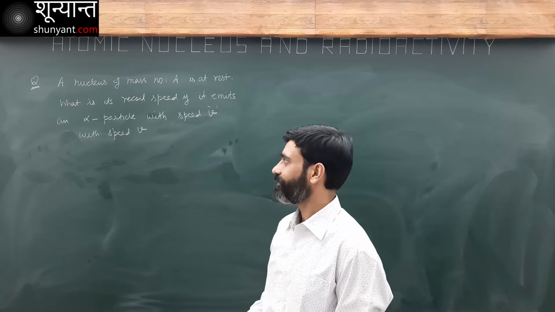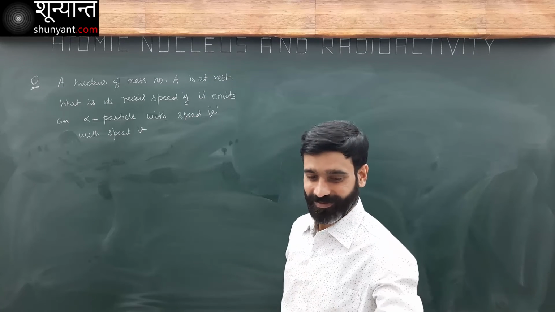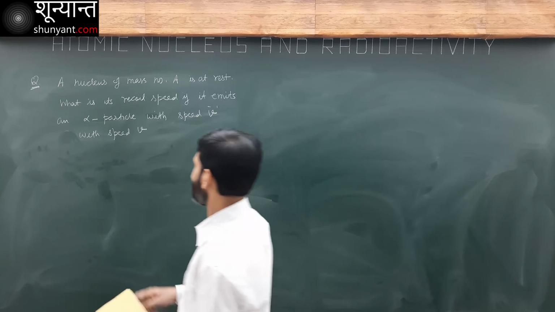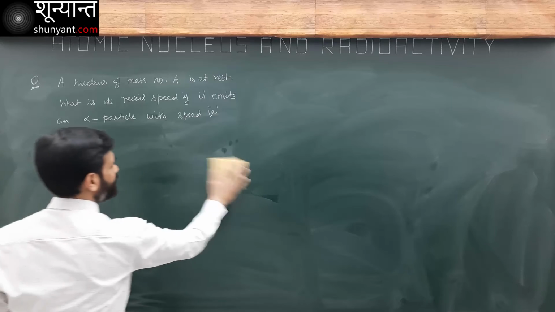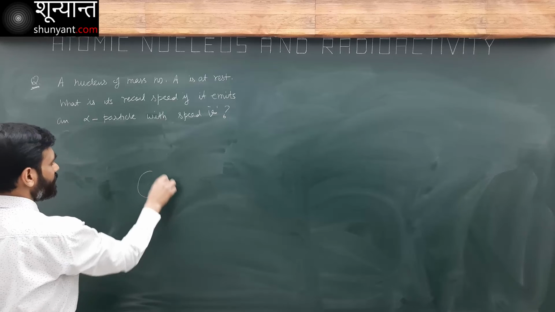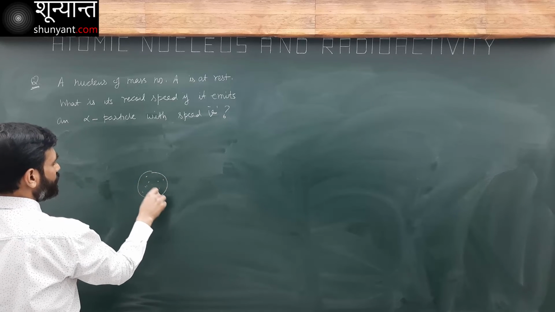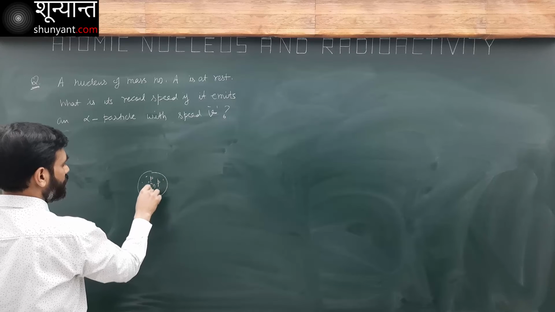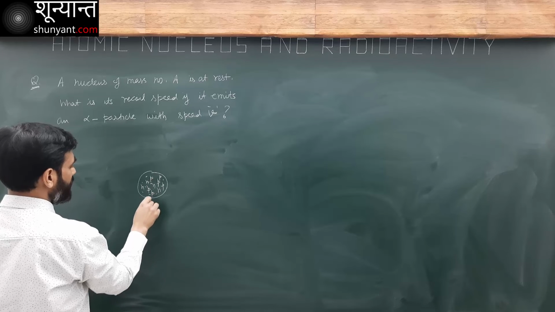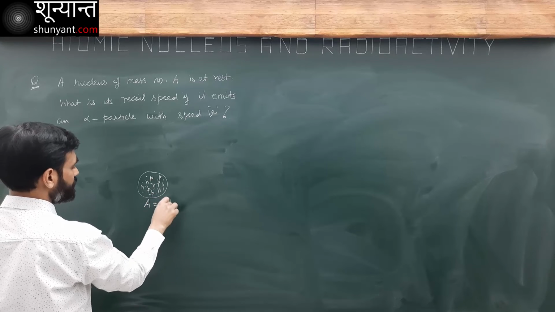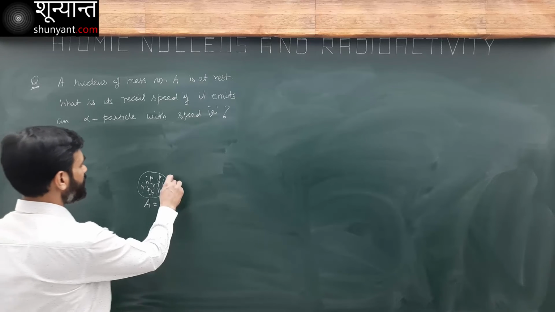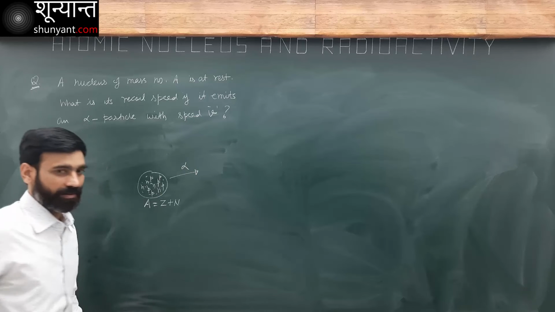The chances are we actually have done this problem, not this year, but in last year's course. Try to solve it. Let's see if you are able to recollect all the concepts from the previous year. So I have this nucleus with many protons, many neutrons. Its mass number is A, that means number of protons plus number of neutrons. It is already given. It emits an alpha particle.